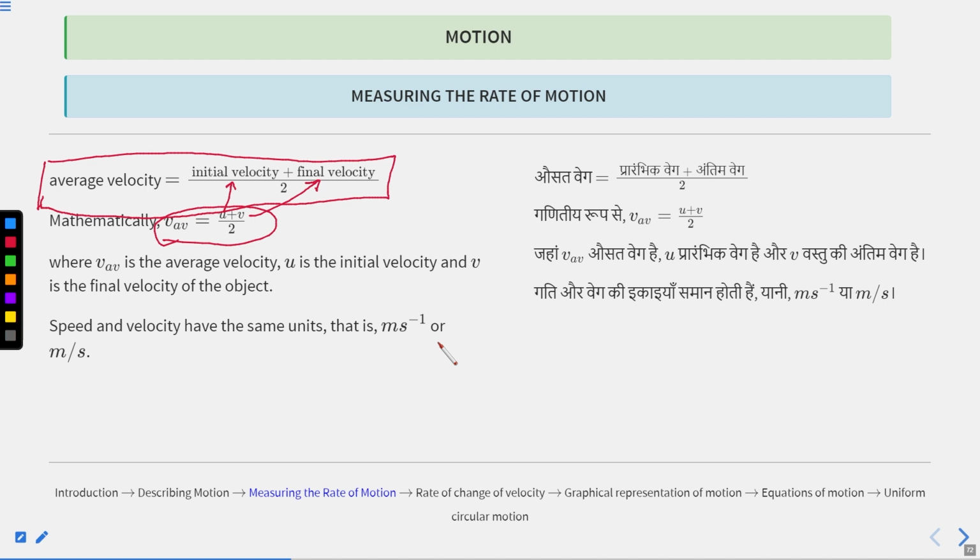And the formula for average speed was total distance divided by total time taken.